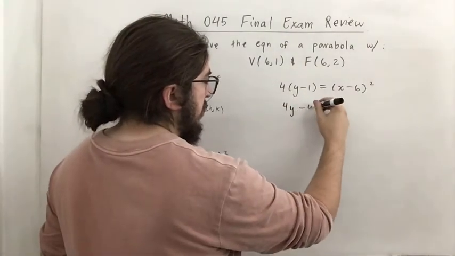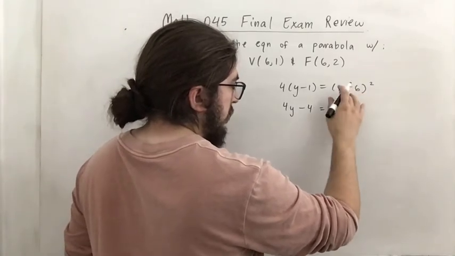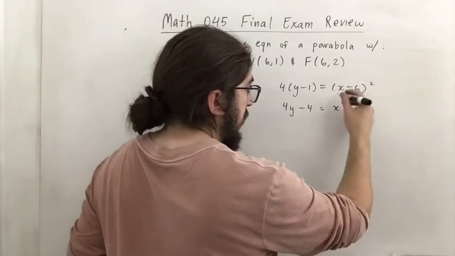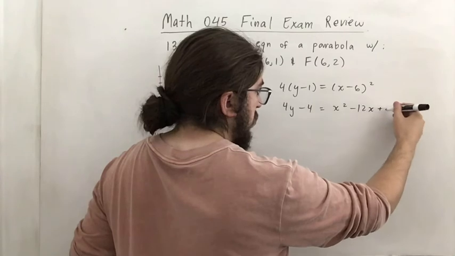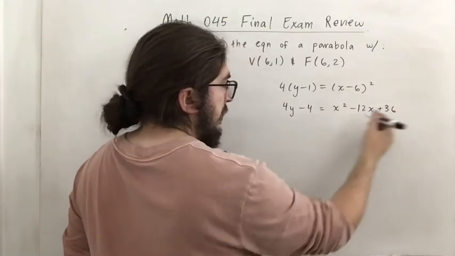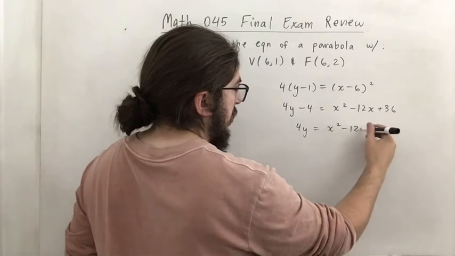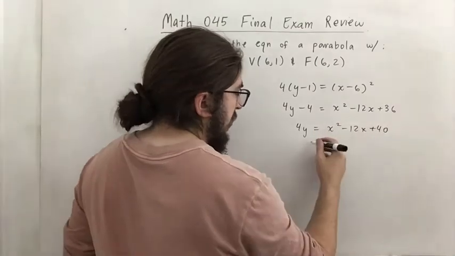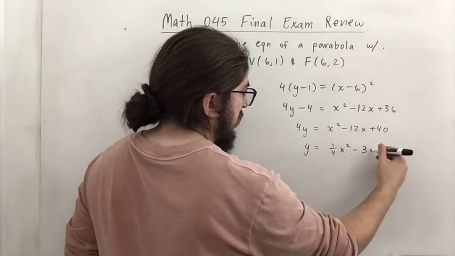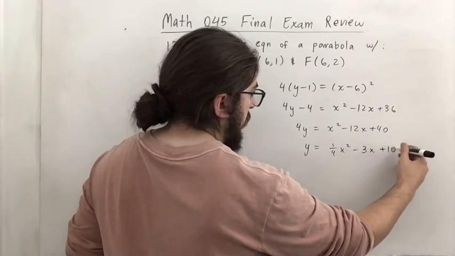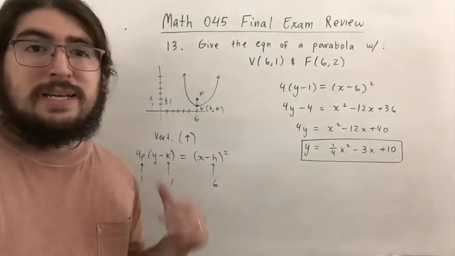Let's distribute some things here. That's if you factor this out, you get x squared, or FOIL this out, I meant to say. X squared minus double 6 is 12x, and then 6 squared is 36. Add that 4 to the other side, we get 4y is equal to x squared minus 12x plus 40. And then finally, divide everything by 4, we get 1/4 x squared minus 12 divided by 4 is 3, plus 40 divided by 4 is 10. Fantastic, there we go. So that concludes 13.